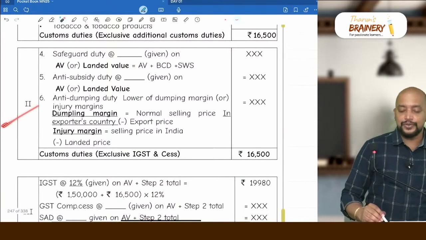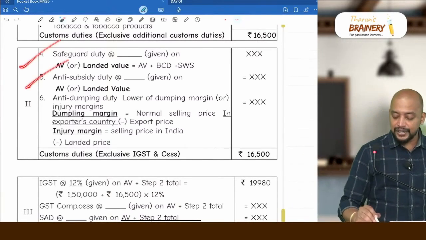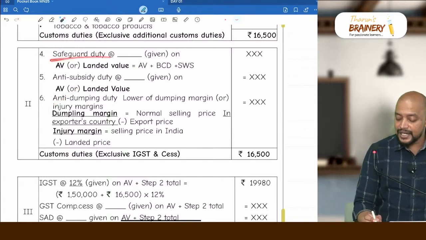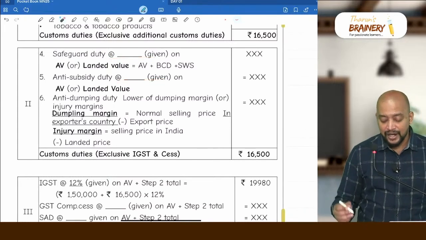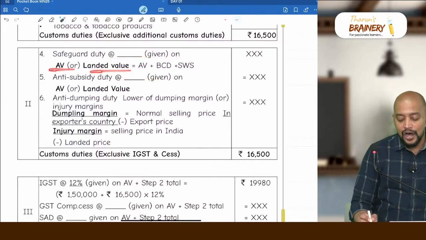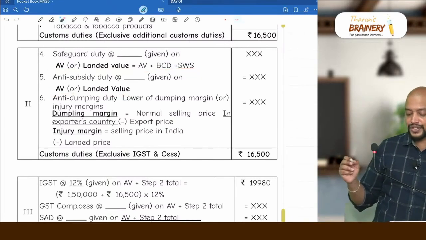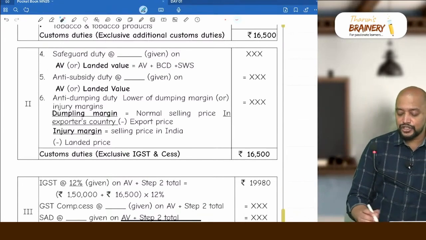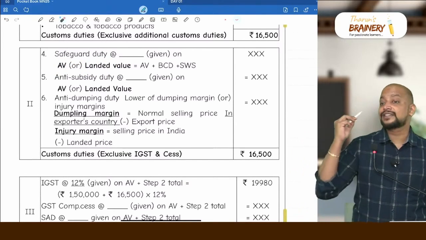Then step 2. In step 2 we are taking 3 additional customs duties. Just now we saw safeguard duty, anti-dumping duty and anti-subsidy duty. Safeguard duty and anti-subsidy duty will be computed at the rate given on what? Assessable value or landed value. Landed value is assessable value, basic customs duty, social welfare surcharge. And in case when they give only the rate without mentioning assessable value or landed value, which should be taken, we need to take assessable value only.